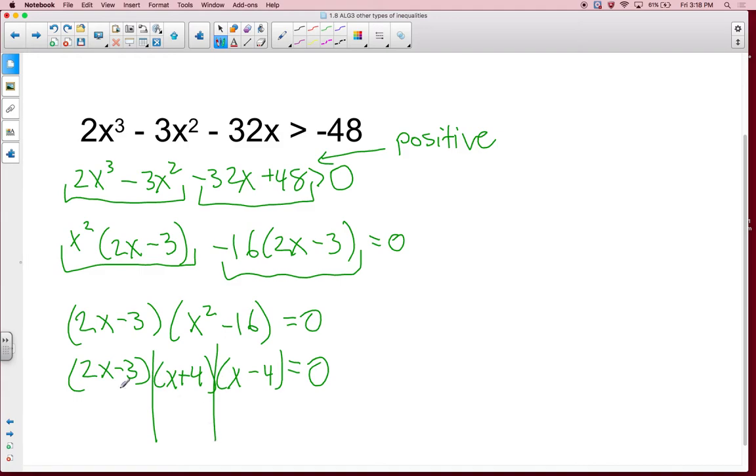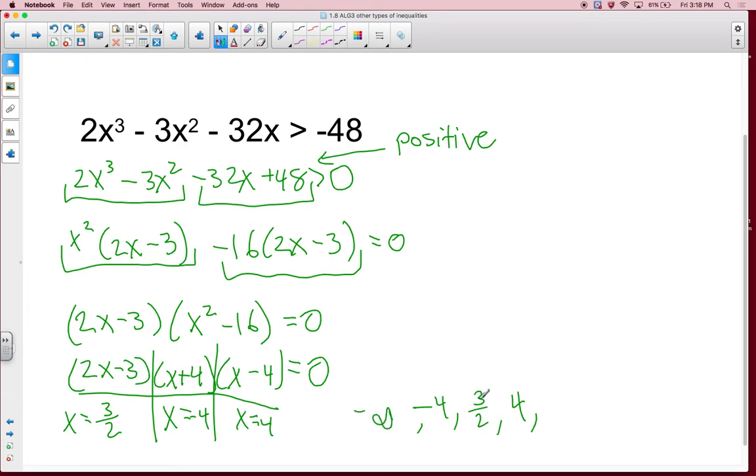And now I can find my critical values. So therefore we get x equals 3 over 2, or 1.5, x equals negative 4, and x equals 4. So therefore we have three critical values. Writing them in order from least to greatest, I'll have negative 4, 3 over 2, and 4. And then we want to also include negative infinity and infinity.